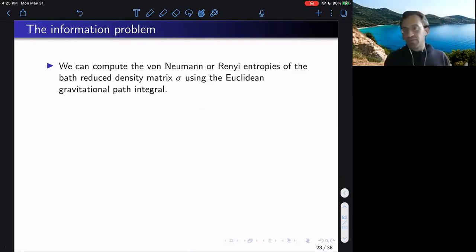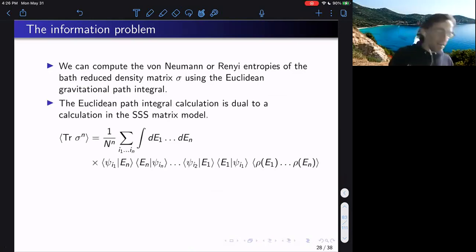Okay, so one thing that one might do is to do something similar to what this West Coast paper did. You can compute the von Neumann or Renyi entropies of the Bath reduced density matrix, which I'll call sigma, using the Euclidean gravitational path integral. And we know, from SSS, that Euclidean path integral calculations in JT gravity are dual to matrix model calculations. So I'll give an example here. If I wanted to compute trace sigma to the n, basically I can just write out the answer in terms of the wave function of these states psi I in the energy basis and the density of states of the matrix model.